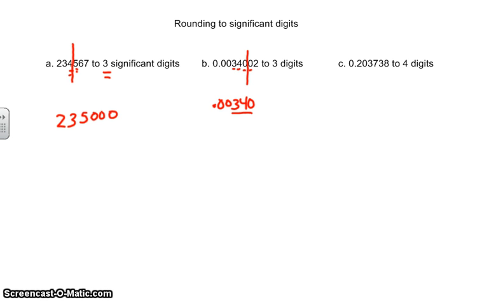The last one says it wants 4 significant digits. So 1, 2, 3, 4. Put it here. So I have to find out if that 7 is being rounded up or staying the same. Well, a 3 will not round it up. It will stay the same. So I have 0.2037 at 4 significant digits.